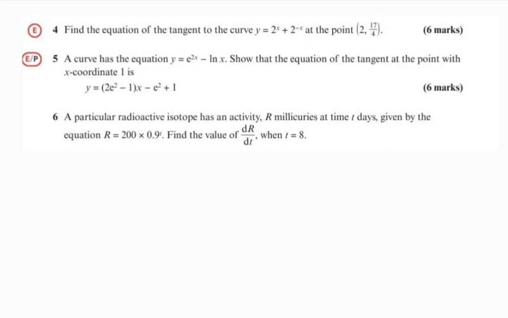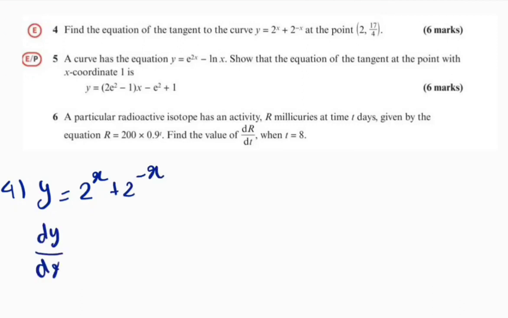Right, so we need to differentiate this function first, and then we can work out the gradient and then the equation. So this is the function y is equal to 2 to the x plus 2 to the minus x, right? dy by dx is equal to.